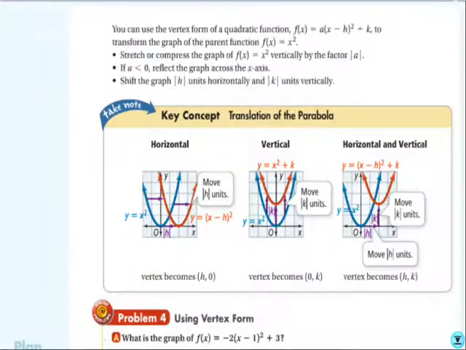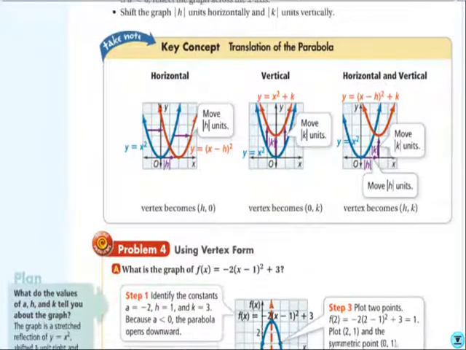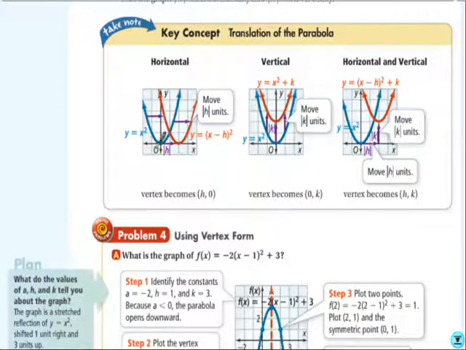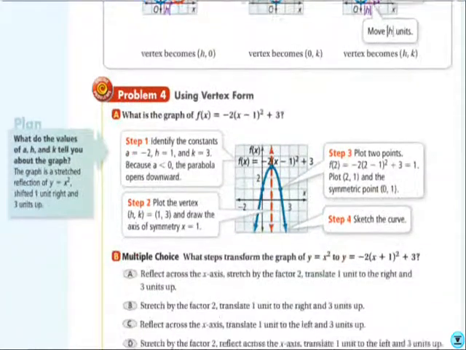All right. So we can use the vertex form of a quadratic function to transform the graph. We can stretch or compress. We know if it's been reflected. We know where to shift it. No problem. Okay. Key concept time. This talks about the movement left and right as a horizontal shift, and up and down as a vertical shift. And really, guys, this stuff is just like the absolute value stuff. So hopefully this is making sense.